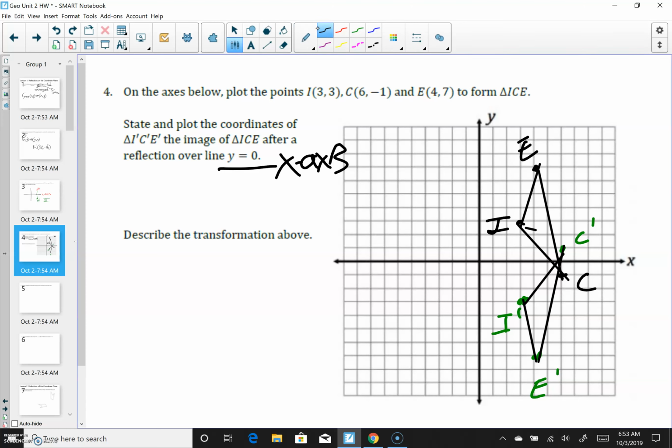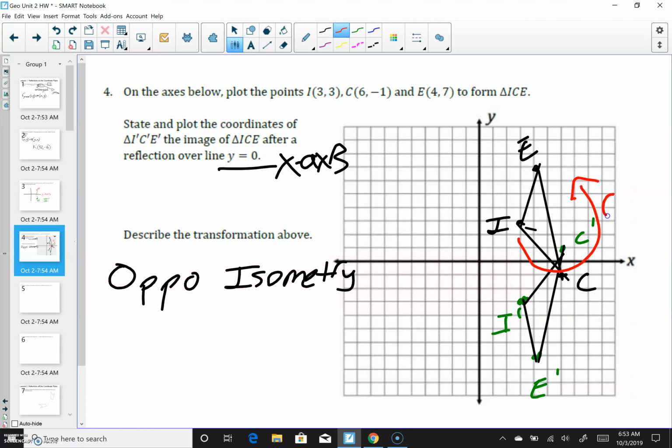It wants us to describe this transformation. We're going to describe this as an opposite isometry. The reason is that if you look at the orientation going in, the original triangle is going to be counterclockwise, and the orientation in our new triangle is going to be clockwise. So the shape remains equal or congruent, there's our isometry piece, but it's going to be an opposite isometry because the orientation is going to change.